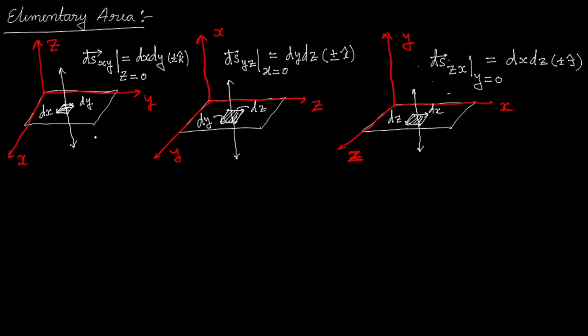So in this way, if we have an xy plane, a yz plane, or a zx plane, we can define the elementary area on different surfaces. But most of the time we get a problem which involves a cubic surface. A cube generally has 6 faces, and all 3 surfaces, xy, yz, and zx, will come together on the cubic surface. So for that, let me draw a cube here.